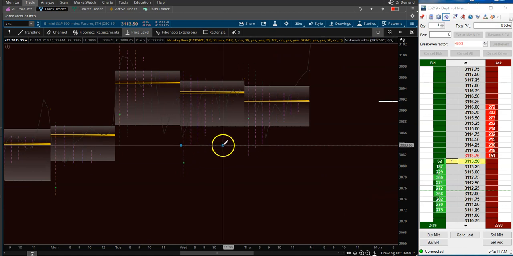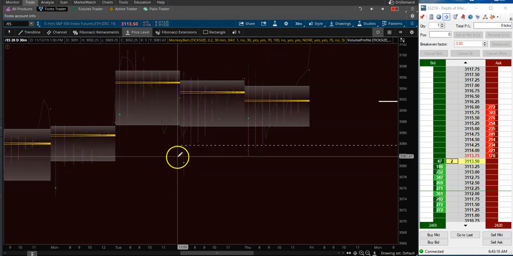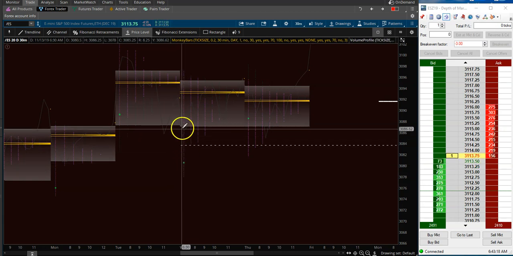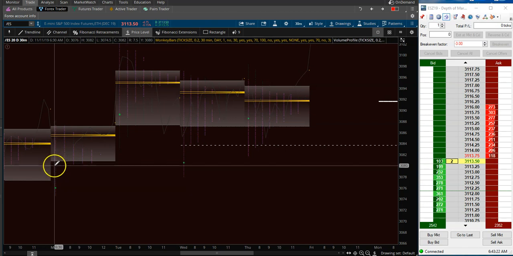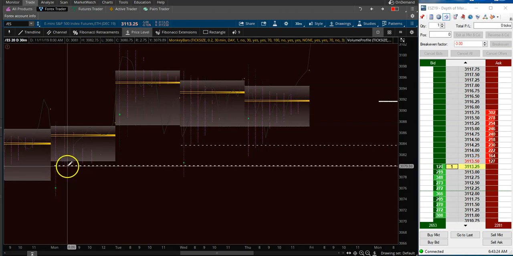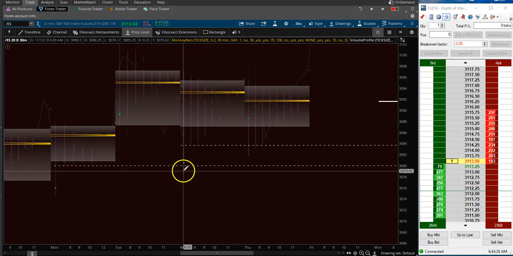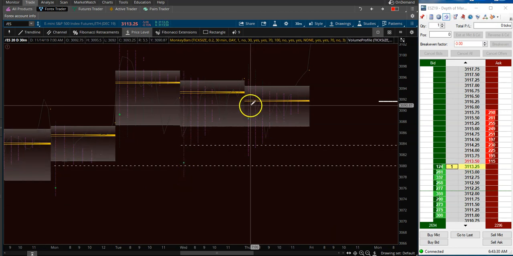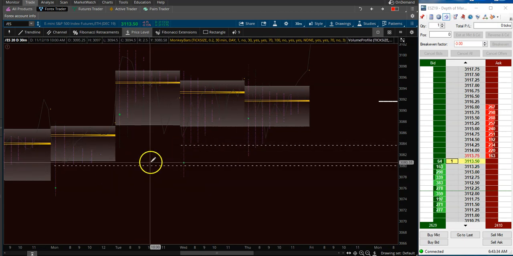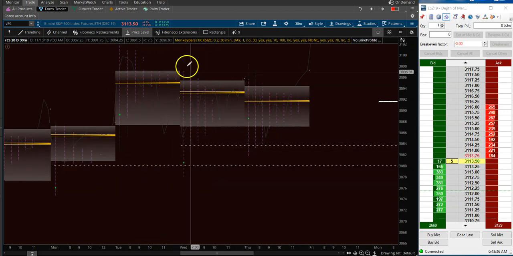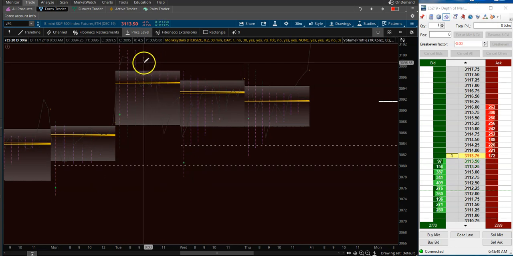From here down are all your single prints, right? So this is a lot of excess, where what happened was price went down and then came back up more than likely. Here you have excess right here, and they're all single prints. And look at how price will probe and then reverse. Probe into it and reverse. A lot of times these levels will act as support or resistance levels.